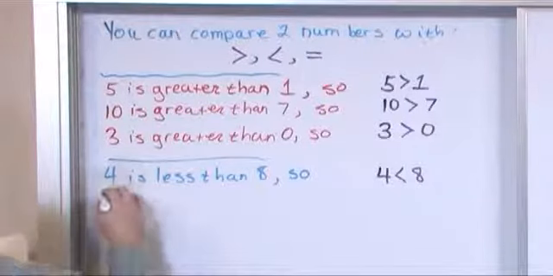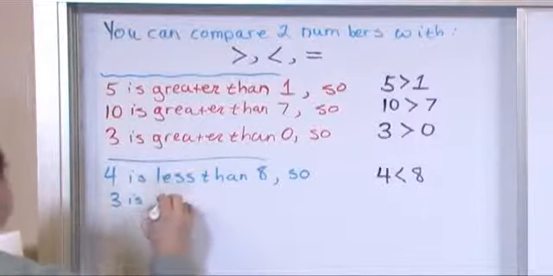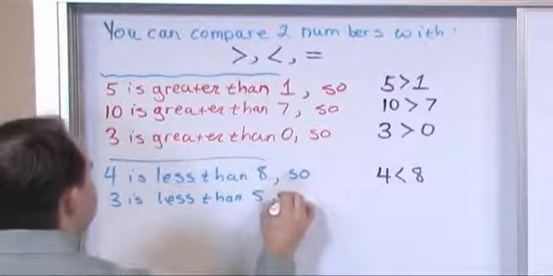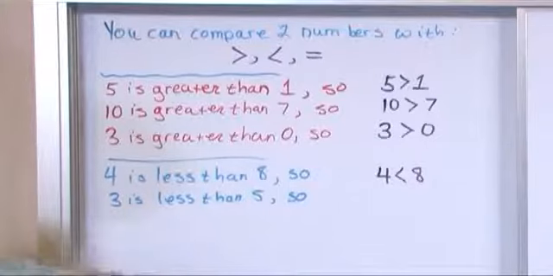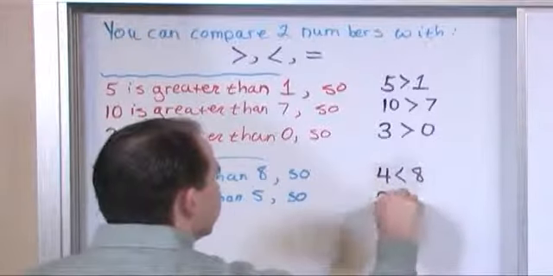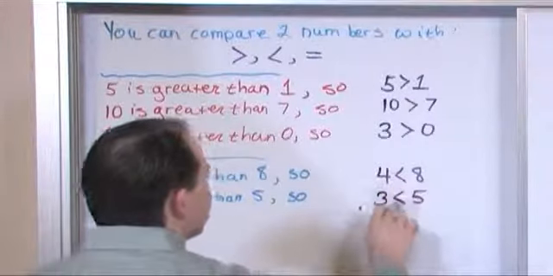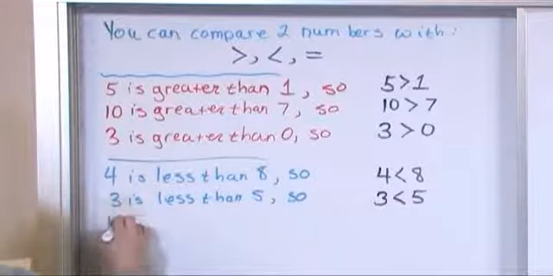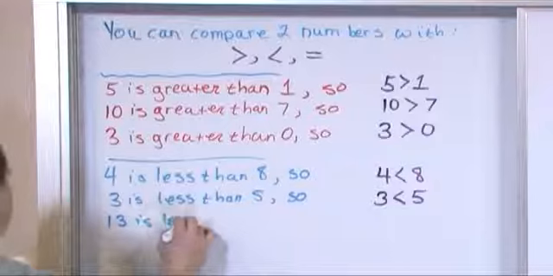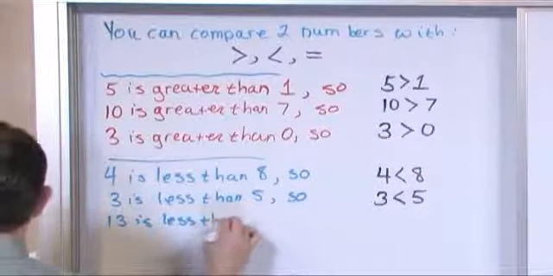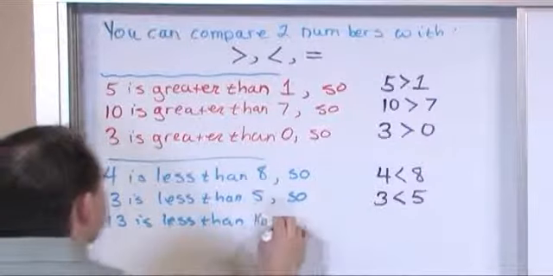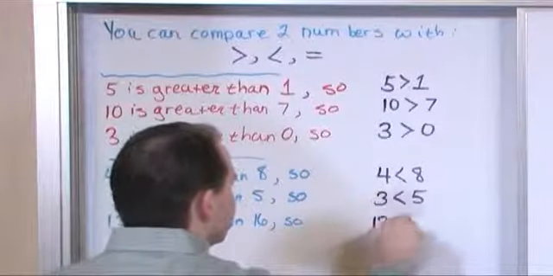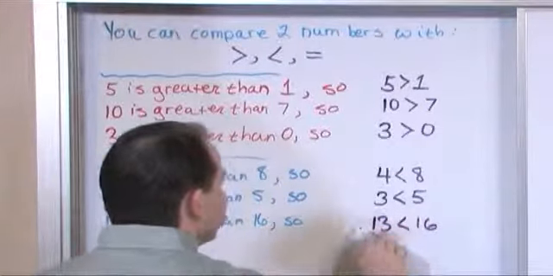Let's do a couple more. 3 is less than 5, so 3 is less than 5. It always points to the smaller number. 13 is less than 16, so 13 is less than 16. Always points to the smaller number.